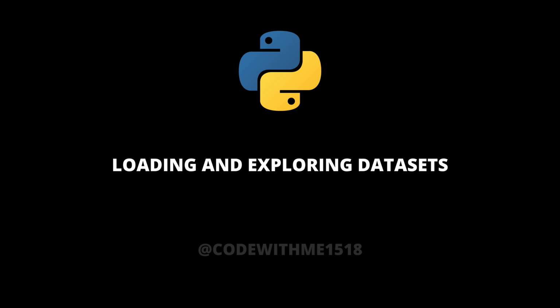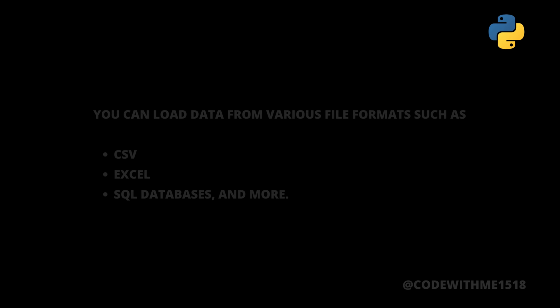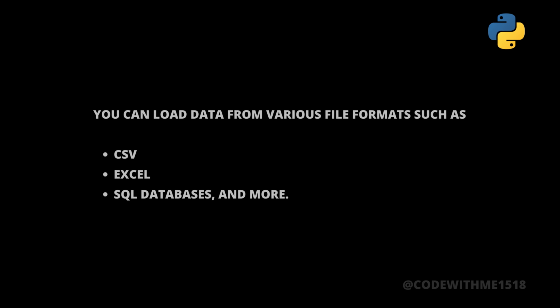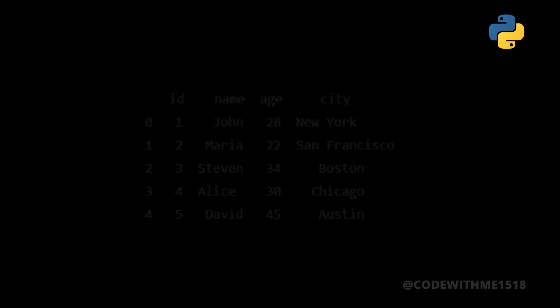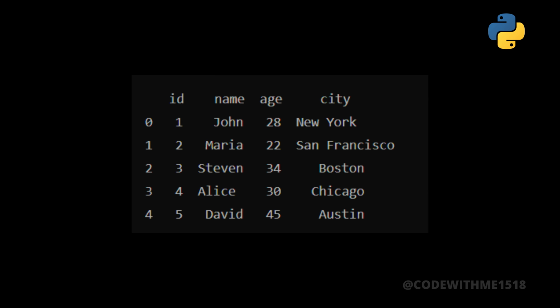One of the first steps in data manipulation is loading your dataset into a Pandas data frame. Let's see how to do that. You can load data from various file formats such as CSV, Excel, SQL databases, and more. Here's how you load a CSV file. The read_csv function reads the CSV file and stores it in a data frame. The head method displays the first 5 rows of the data frame, giving us a quick look at the data.